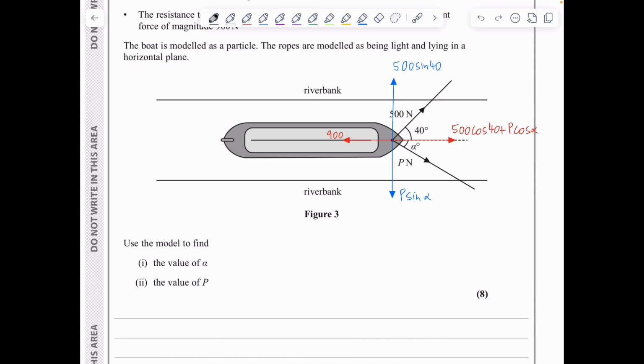Now, since the boat is moving at a constant speed, it means that there is no resultant force, and therefore I could equate the upward with the downward forces, and then the forces to the right with the forces to the left. So we've got 900 being equal to 500 cos 40 plus P cos alpha, and for the vertical forces we've got 500 sine 40 is equal to P sine alpha. Remember, we're trying to find alpha and P.